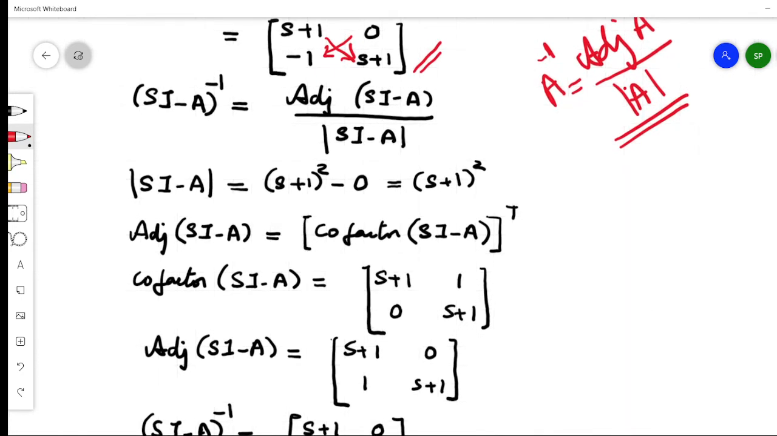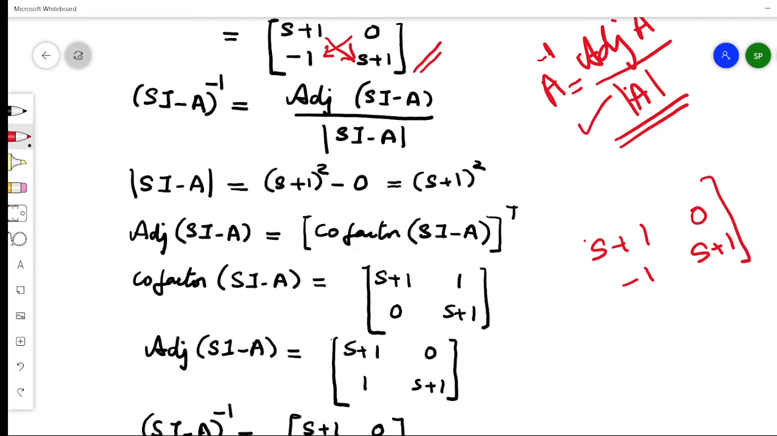Now the next part is finding the inverse of the matrix. We already found the determinant; now we need to find the adjoint. The adjoint of sI minus A is nothing but the transpose of the cofactor of sI minus A. So how will you find the cofactor of sI minus A? We have the sI minus A matrix like this: [s plus 1, 0; minus 1, s plus 1].